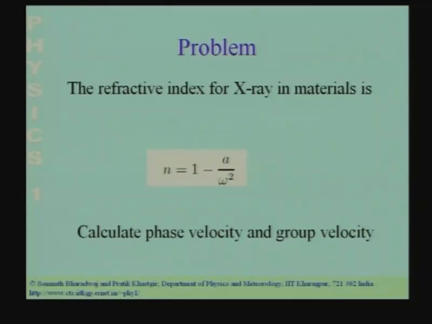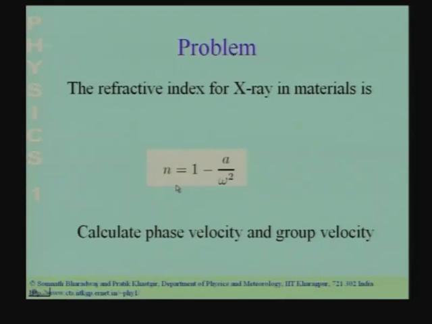Let me consider an example. The refractive index for X-rays in materials is known to be less than unity, and it is given by the expression over here. The refractive index for X-rays in materials is found to be of the form 1 minus a constant divided by omega square, where the constant A is positive. So, the refractive index for X-rays inside materials is less than 1.